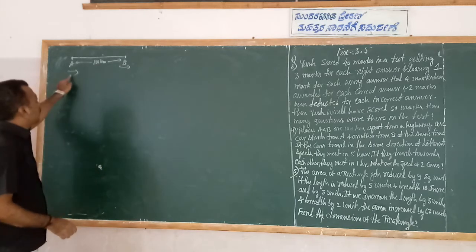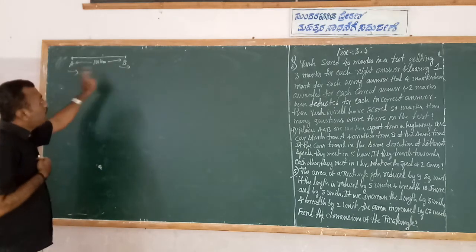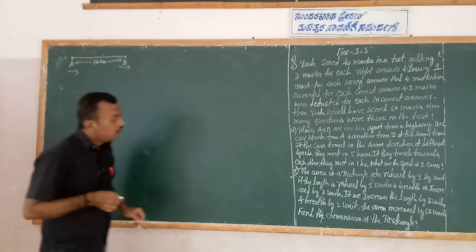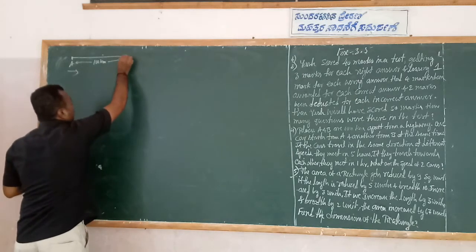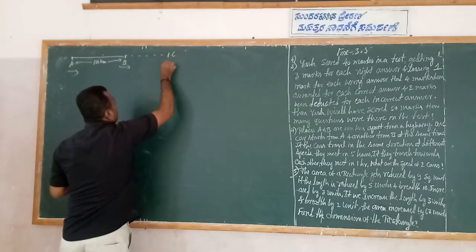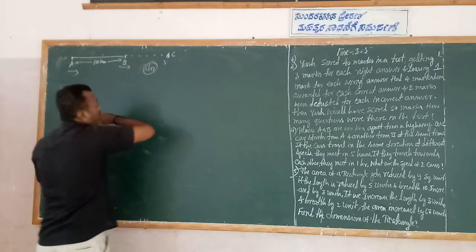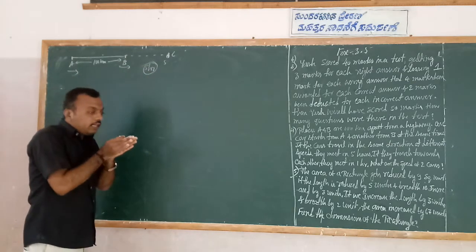I don't know what is the speed of car A and what is the speed of car B. We don't know. That's why the speeds of the 2 cars are different. If they are traveling in the same directions, they meet at some point C. After 5 hours, car B and car A meet each other.